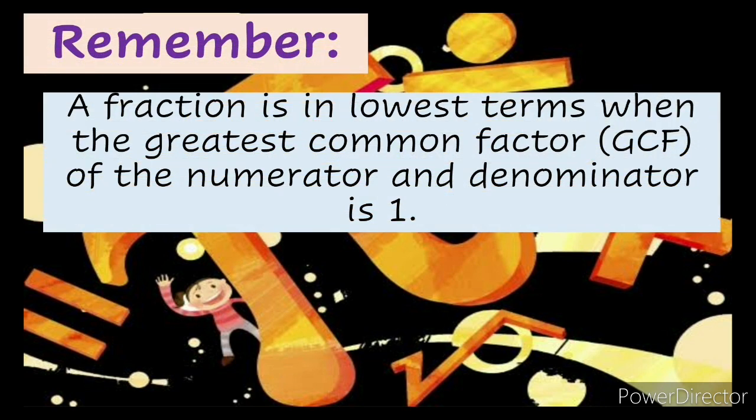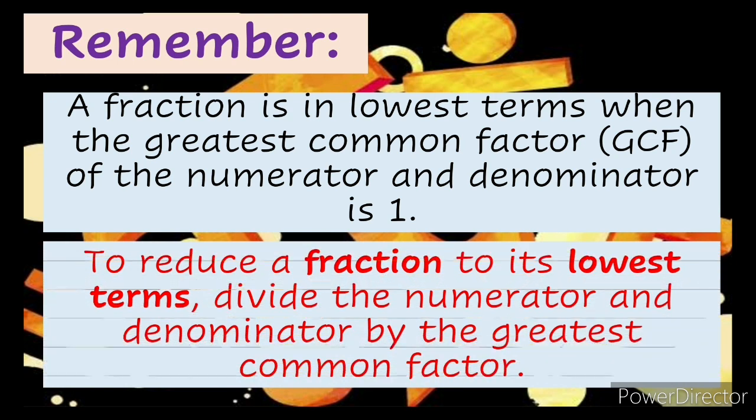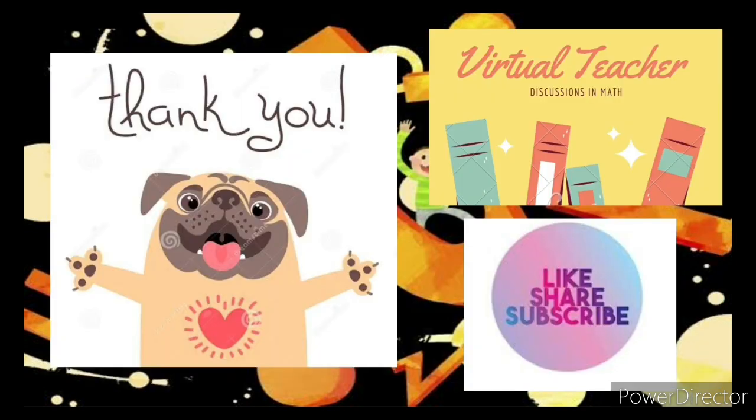So, remember, a fraction is in its lowest terms when the greatest common factor or the GCF of the numerator and denominator is 1. To reduce a fraction to its lowest terms, divide the numerator and the denominator by the greatest common factor.